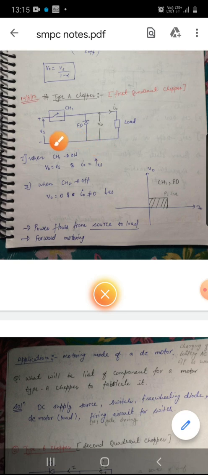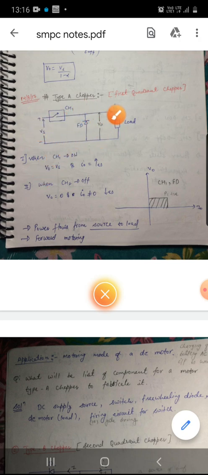This is the circuit diagram where we have input supply Vs, a switch, a freewheeling diode, and a load. When our switch Ch1 is on, which means it is closed, then this supply is connected to the load, and the current flows in this direction. From plus it goes this way. It will not go to the freewheeling diode because it is reverse biased. It goes from the load to the negative supply. So the current is moving like this.